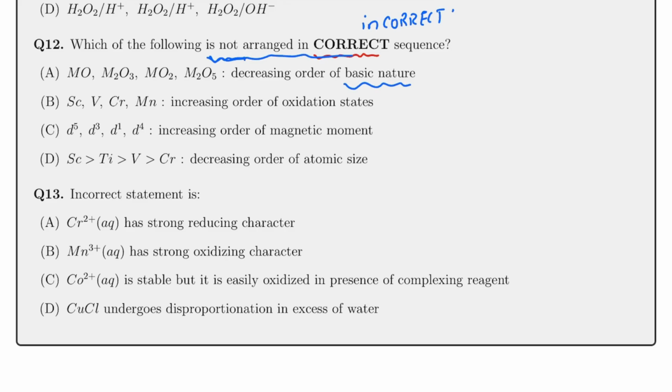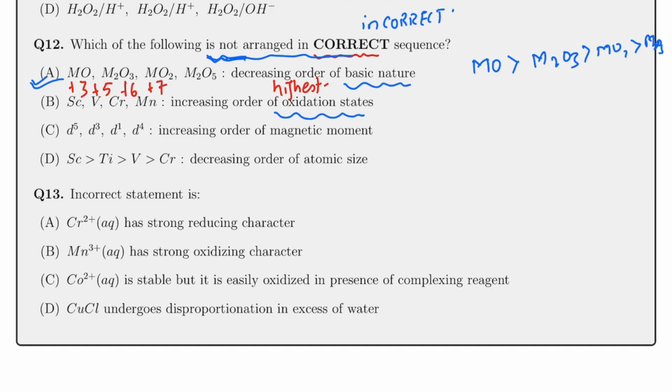Basic nature, if I talk about metal oxides, a lower oxidation state will be more basic. And if lower oxidation state is more basic, then the order MO, M2O3, MO2, and M2O5 is pretty correct, but you need to find the not correct one. Now, increasing order of oxidation state, there is some misprinting, but you can say increasing order of highest oxidation state makes sense. Scandium is +3, vanadium +5, chromium +6, manganese +7. So that is also correct.